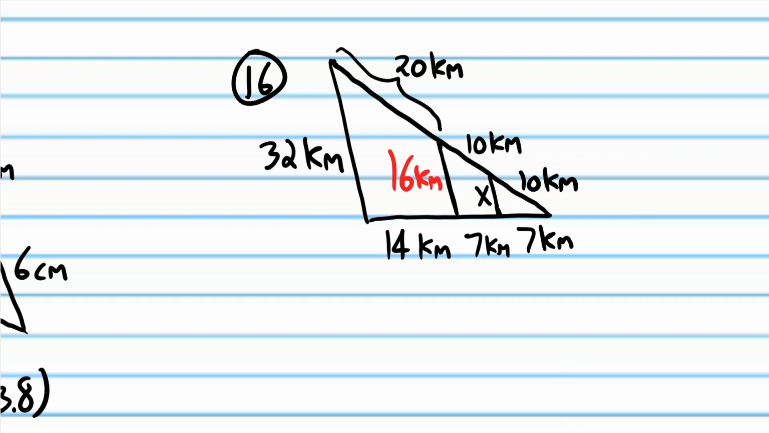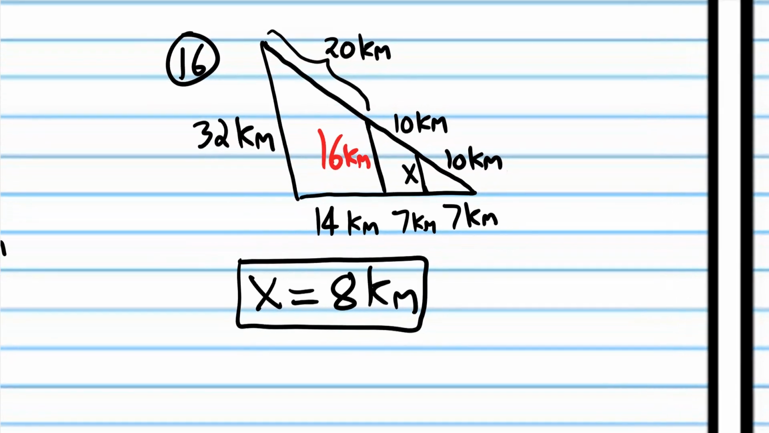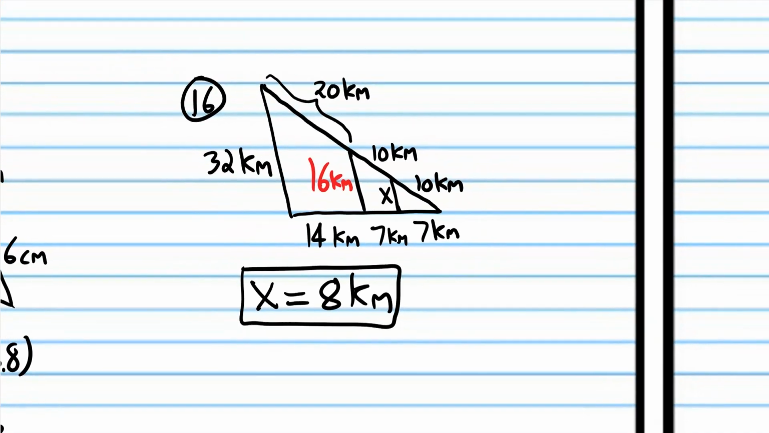And we also know that this is a midsegment, this x length here, because we have 10 and 10, so that cuts that side in half, and 7 and 7. So this is a midsegment also, which means it must be half the length of the non-included side. So that means x is 8 kilometers. So if you got that answer, good job. That was kind of a challenge problem. If you didn't get it, that's okay. You can go back and figure out how to do that.